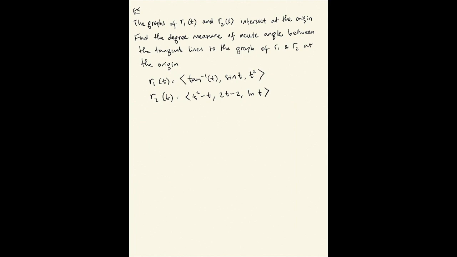So the question is asking, you need to find the degree of the acute angle between the tangent lines of R1 and R2. So you find the tangent lines of R1 and R2, and then to find the degree, how are you doing that? Any idea? So you need to find, if this is R1 prime, this is R2 prime, you need to find this theta here.